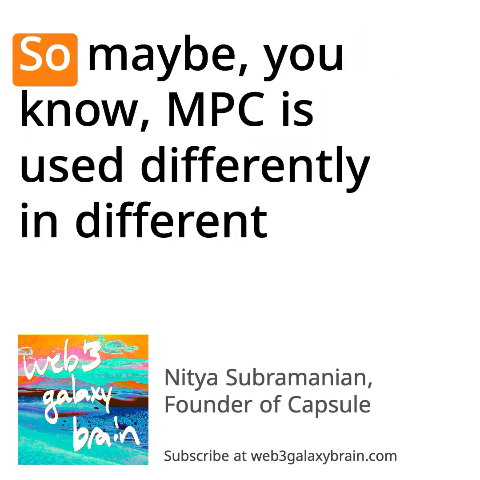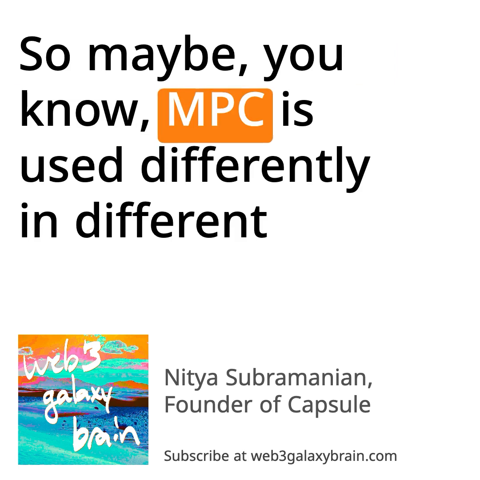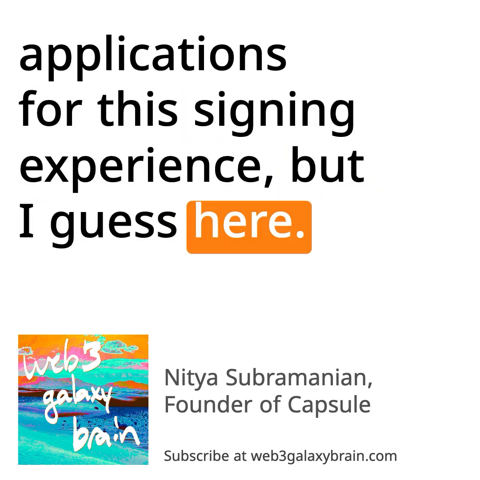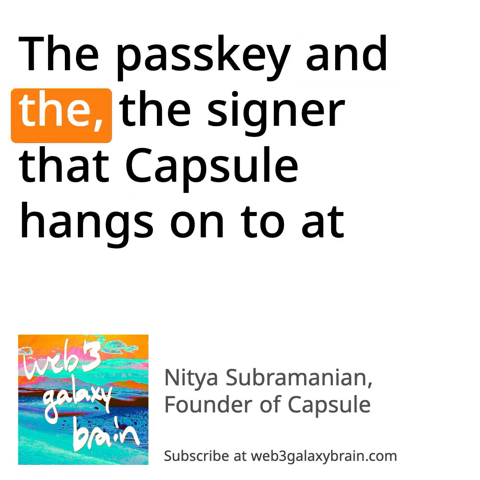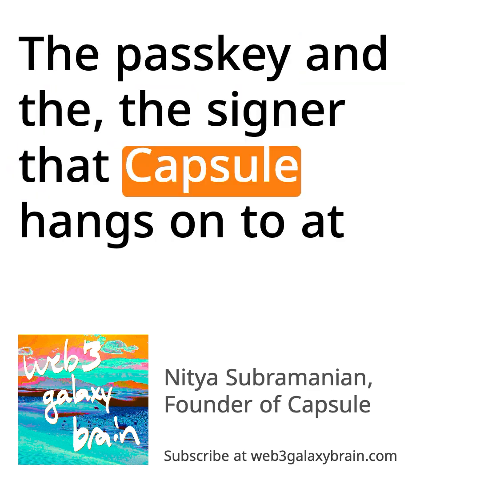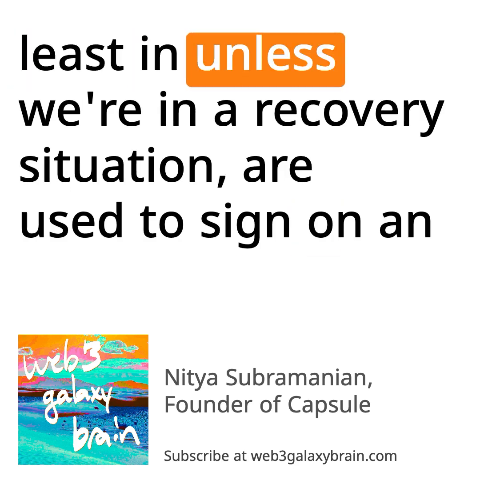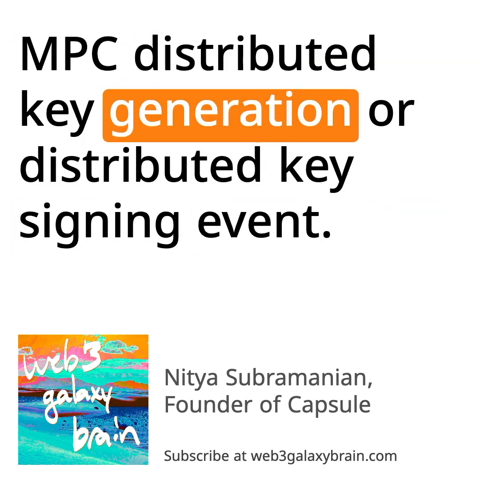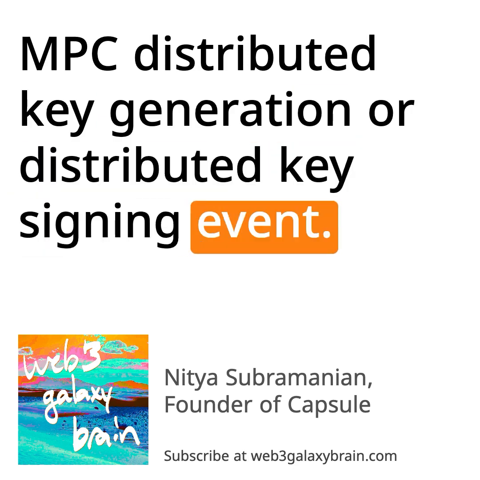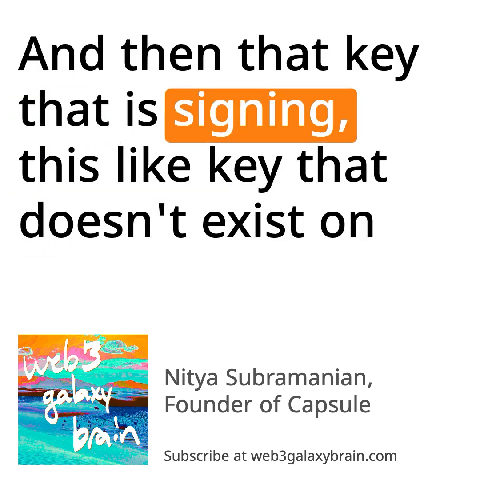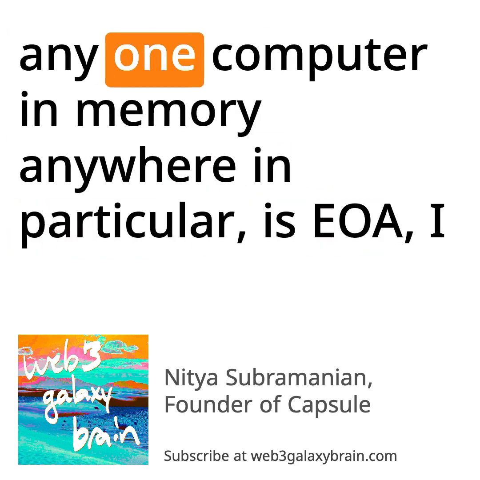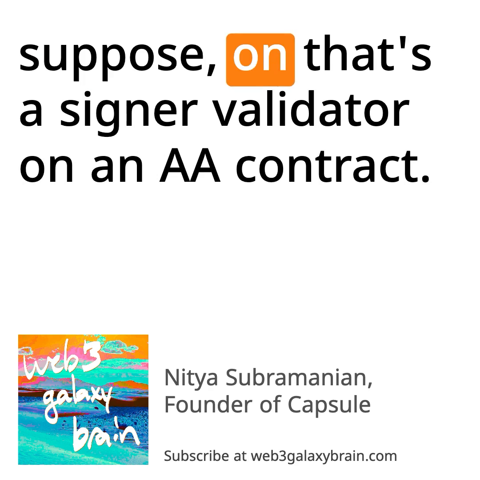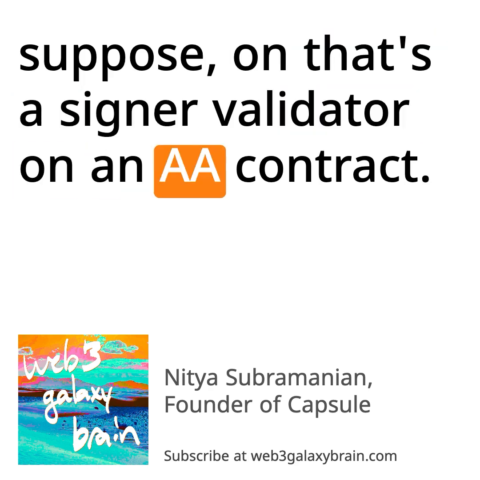Right, right. So maybe MPC is used differently in different applications for this signing experience, but I guess here the passkey and the signer that Capsule hangs on to, at least unless we're in a recovery situation, are used to sign on an MPC distributed key generation or distributed key signing event, and then that key that is signing, this key that doesn't exist on any one computer in memory anywhere in particular, is an EOA, I suppose, that's a signer validator on an AA contract.